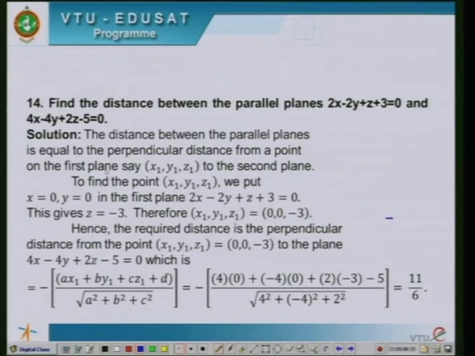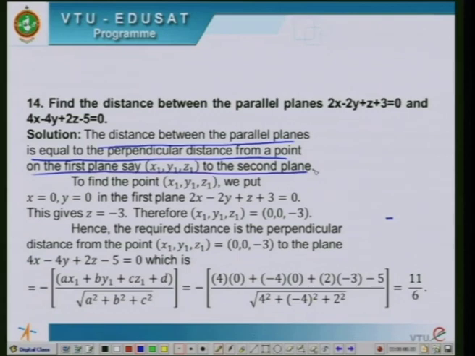How do you find this point? The distance between the parallel planes is equal to the perpendicular distance from a point on the first plane, say x1, y1, z1, to the second plane, which you see here. To find the point x1, y1, z1, there are three options.